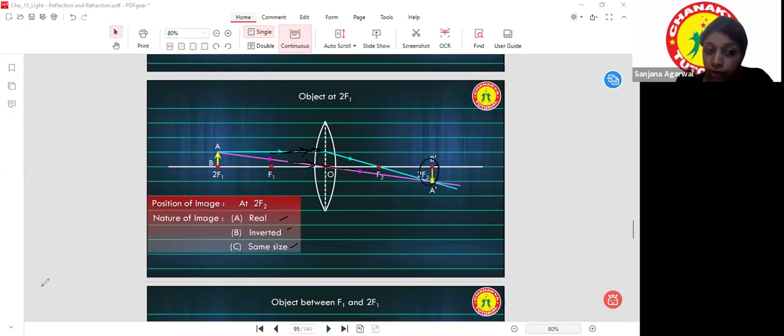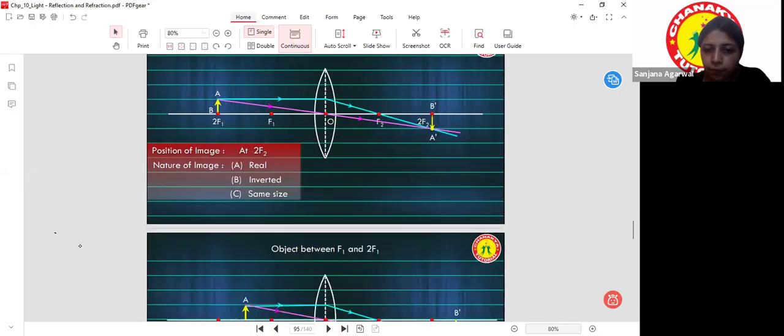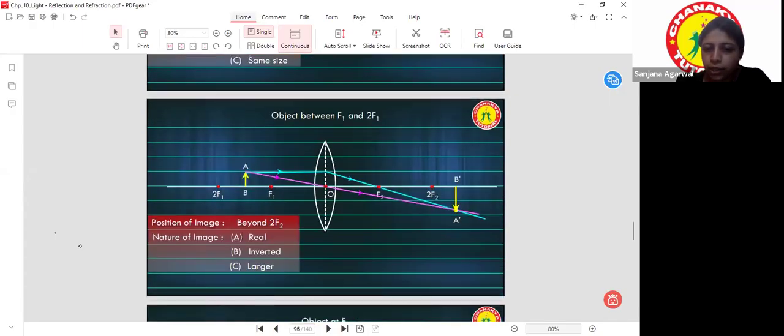Again, children, you can draw these ray diagrams on your own. You will definitely find it very easy. Let us bring our object closer, between f1 and 2f1. A straight ray parallel to the principal axis will pass through the focus after refraction. Another ray through the optical center will pass straight.